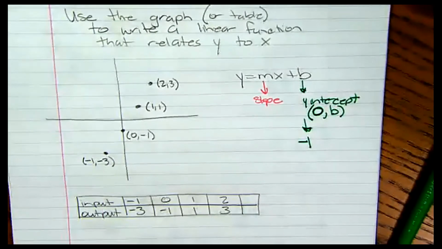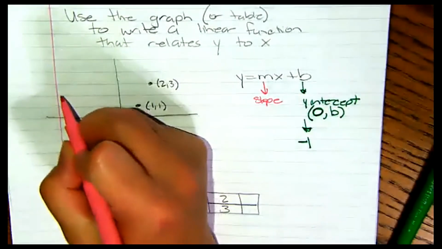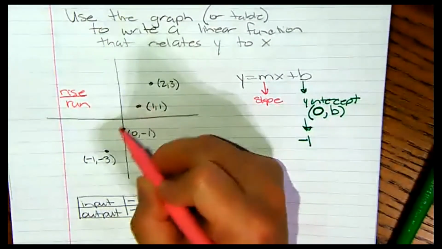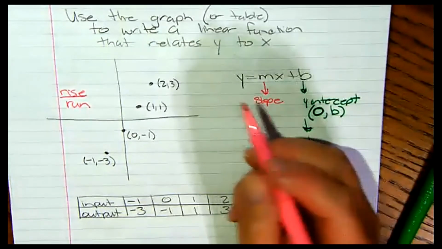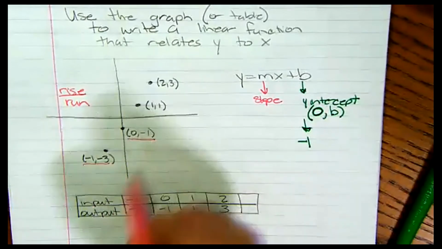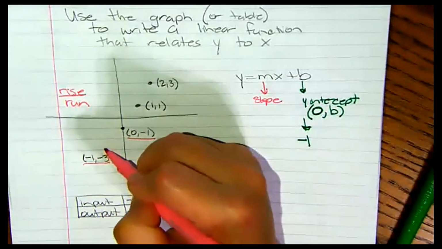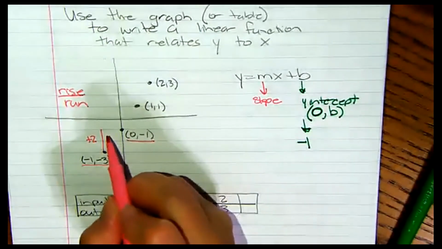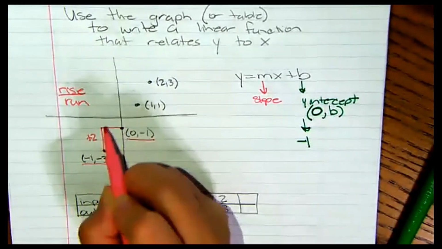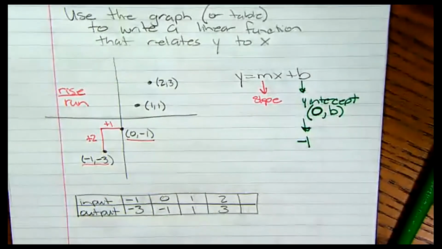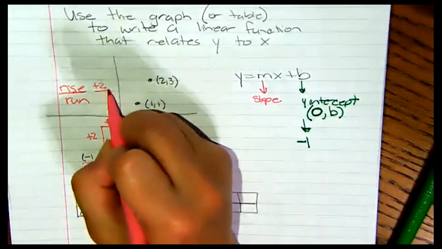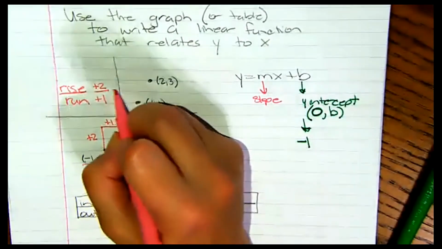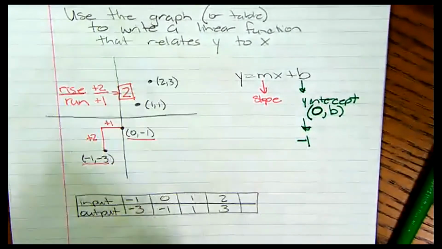And there's two ways of finding the slope. We know slope is rise over run, so we can pick any 2 points. I'm going to pick this point and this point, and then we can count it out. I'm going up 2, which is +2, and then to the right 1, +1. So my slope is +2 over +1, which reduces to 2. So my slope is 2.